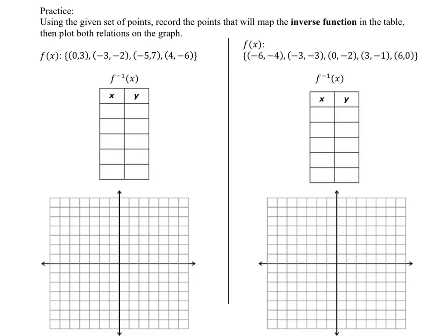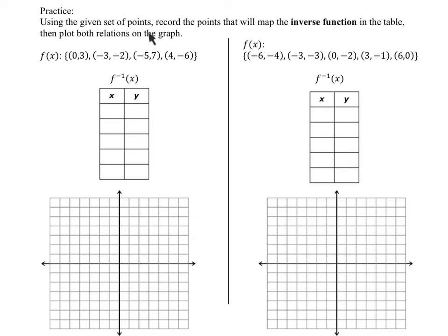So you're going to do some practice now. This is going to be a lot like what your homework is. It's a very basic set of practice. Using the given set of points, record the points that will map the inverse function in the table. Then plot both relations on the graph.